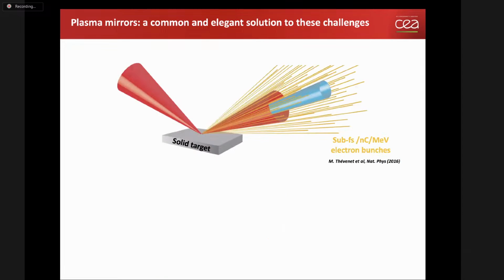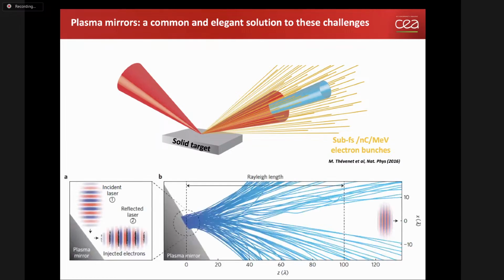So another very nice feature of these plasma mirrors is that the incident laser field can eject electrons from the plasma mirror surface and accelerate them in the reflected light. This had been demonstrated in experiments and modeled in simulation and theory by our collaboration between our group and LOA in 2016. You can see here on the bottom left results from simulation where the incident laser field can eject electrons from the plasma mirror surface, inject those electrons in the reflected field at a very precise location.